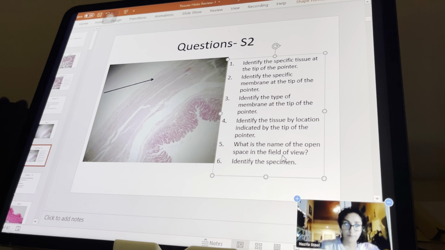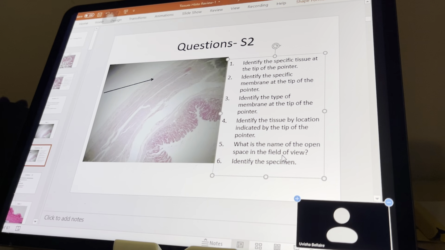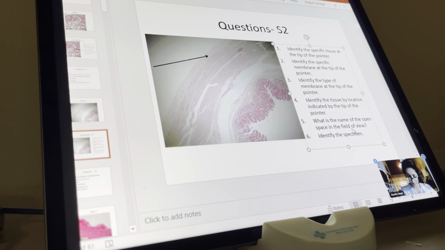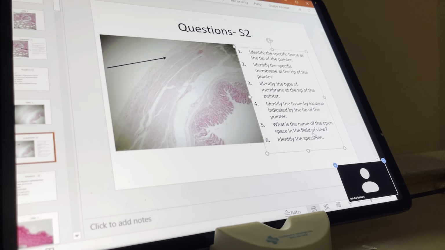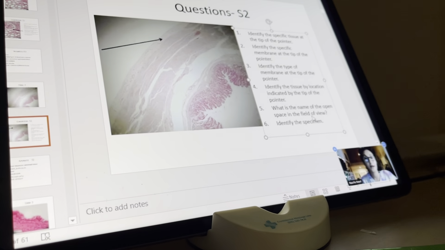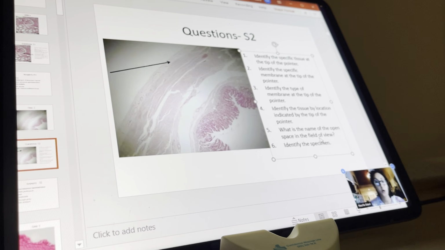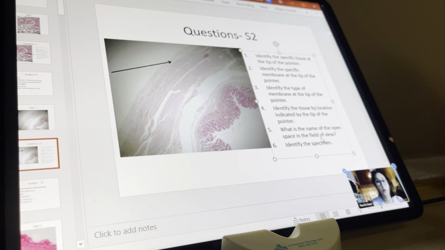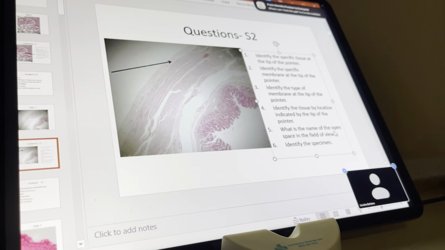Okay, so then number 5. Wait, did you answer that, Visha? No, I just answered number 4, but number 5, would that be the lumen? You're totally on the right track. Anytime they say open space, it's either lumen or what's the other thing? I forgot.